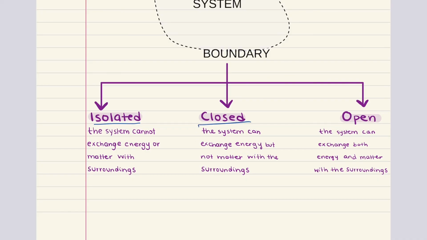A closed system. In this type of system, energy can be exchanged with the surroundings, but matter cannot. A good example of a closed system is a steam radiator where heat is transferred to the surroundings, but the water, the matter, stays within the system. Last, we want to discuss open systems. These systems can exchange both energy and matter with the surroundings. An example of this would be a pot of boiling water where heat is transferred to the surroundings and water in the form of steam escapes into the environment.